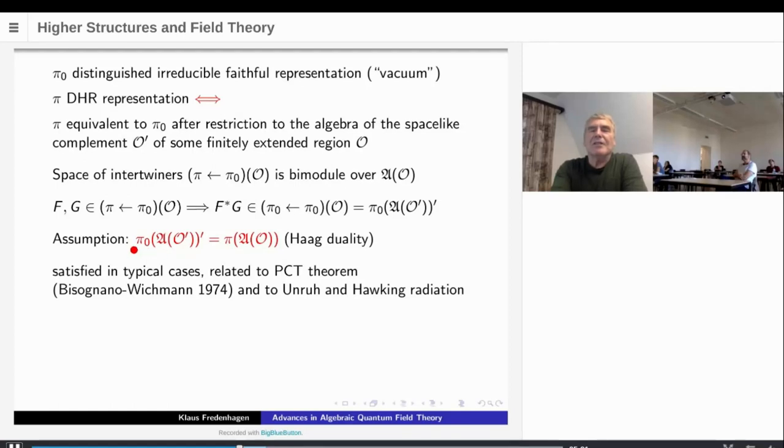So the assumption is that the commutant of the algebra A of O prime in the vacuum representation is the same as the vacuum representation of A of O. Or maybe I correct this immediately. Oh, it works. So this is this property of Haag, so-called Haag duality.